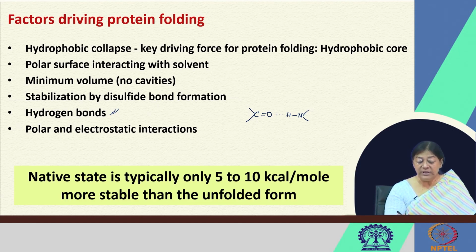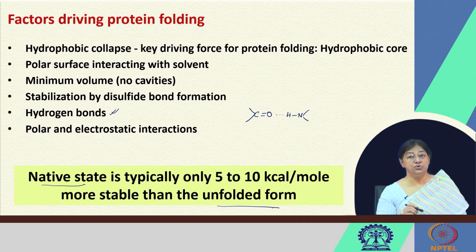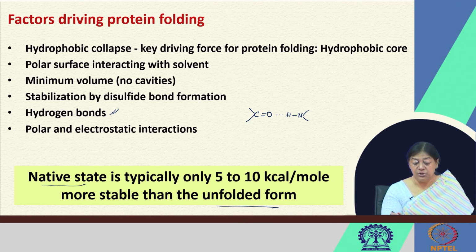Now, if we look at the energetics associated with the native state and the unfolded form. These are terminologies we are going to look at. So, we have an unfolded form of the protein, which is the primary sequence that finally folds into its three-dimensional native form, its three-dimensional functional form. So, this stability is 5 to 10 kilocalories per mole.